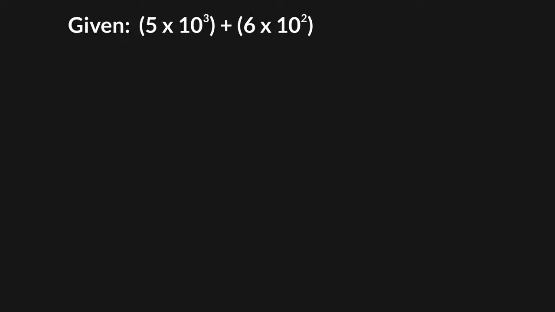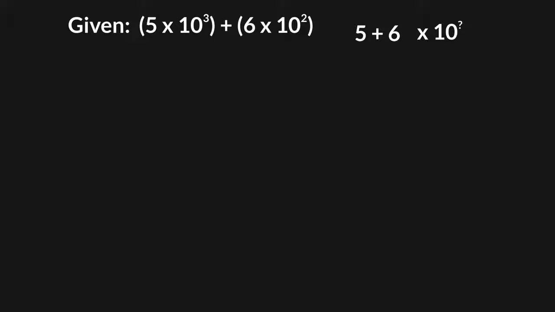Okay, so let's say we are given 5 times 10 to the third plus 6 times 10 to the 2. Now, you might be tempted to do something like adding the 5 plus 6, but when you do that, what kind of times 10 to the what are you going to have on there? Who knows? Is it the 2? Is it the 3? And then you're going to end up with this 11 here. What do you do with 11? It doesn't make much sense.